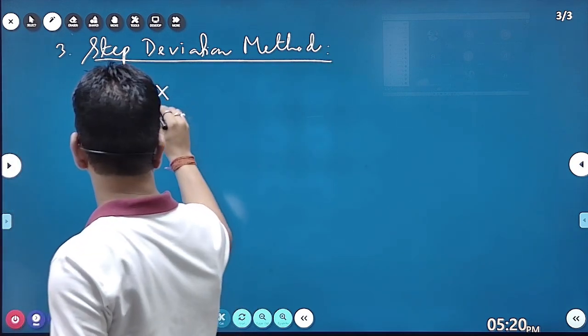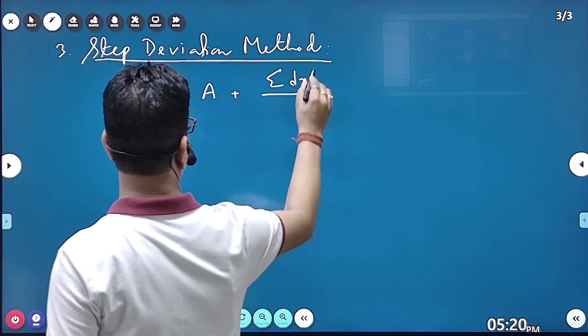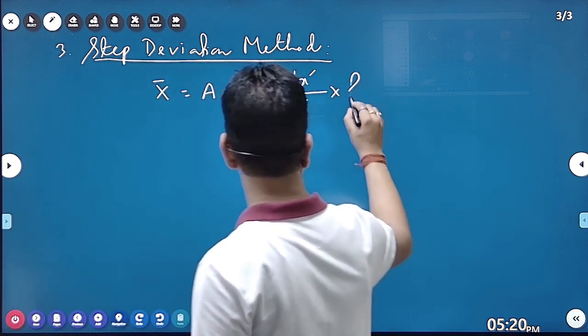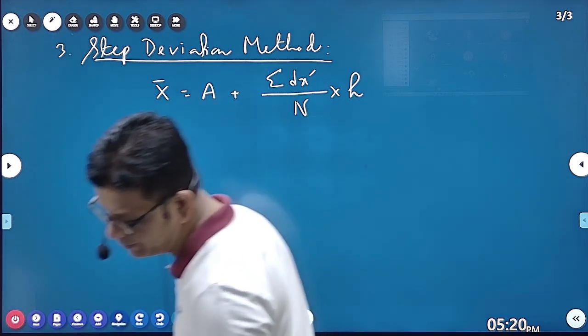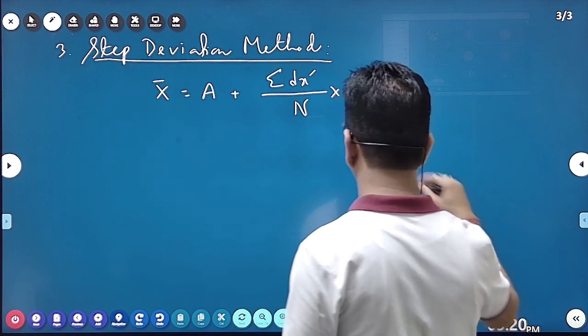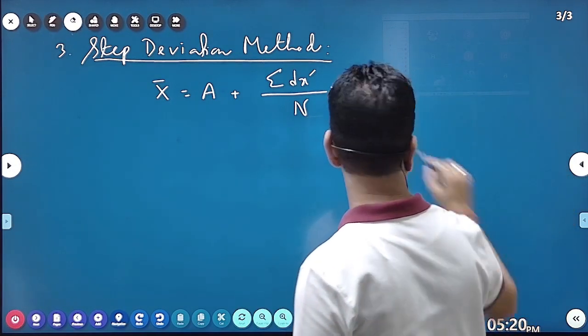So it is given like mean x bar equal to a plus summation of dx dash divided by n, or summation of f multiplied by h. In your book, it is written I. Am I correct? It's written I. So h or I, whatever. I'm just taking the same, so it is written as I.